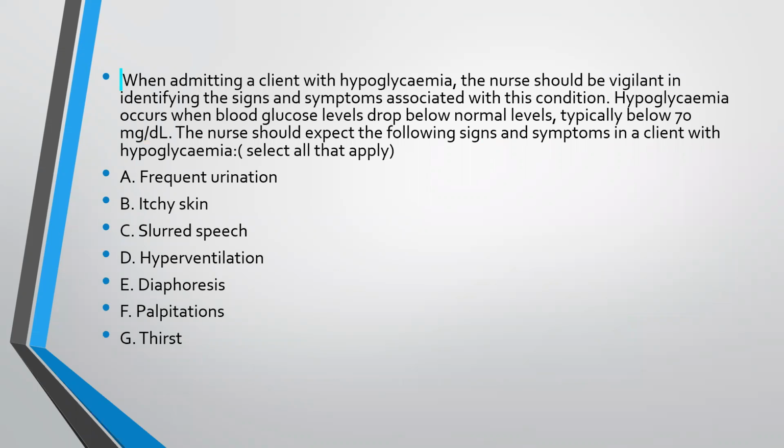When admitting a client with hypoglycemia, the nurse should be vigilant in identifying the signs and symptoms associated with this condition. Hypoglycemia occurs when blood glucose level drops below the normal level, typically below 70 mg per dL. The nurse should expect the following signs and symptoms in a client with hypoglycemia. SATA. Okay, so it is also a SATA based question. So let's recognize and analyze the cues. The condition in the question is hypoglycemia, and the focus is on listing the signs and symptoms of hypoglycemia.